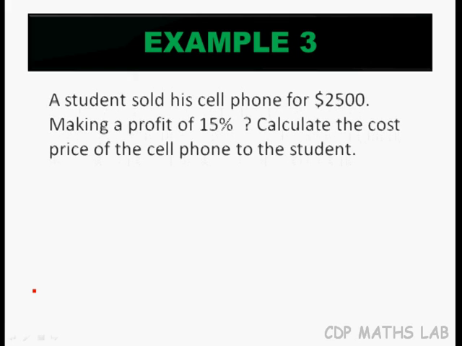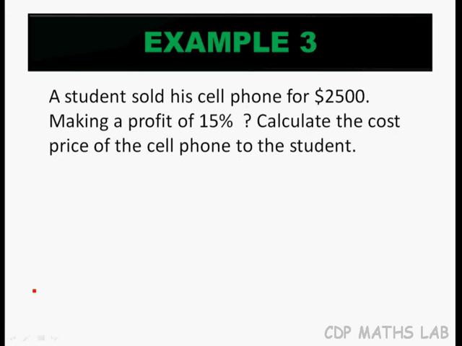Example number 3. A student sold his cell phone for $2,500, making a profit of 15%. Calculate the cost price of the cell phone to the student. Now, how do we do this? Pause the video right here and do this for me. Draw a picture to represent this information. Just draw a picture and let me see what you have in your picture.